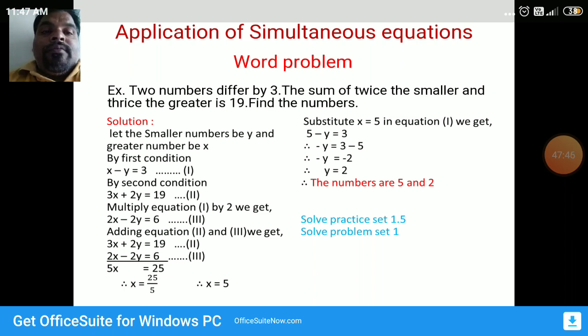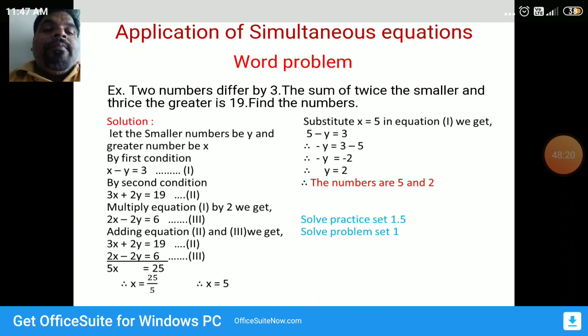Here we take one example. Two numbers differ by 3. The sum of twice the smaller and thrice the greater is 19. Find the numbers. This is a word problem. Using simultaneous equations, you solve this word problem. First, you consider a variable. Let the smaller number be y and the greater number be x.